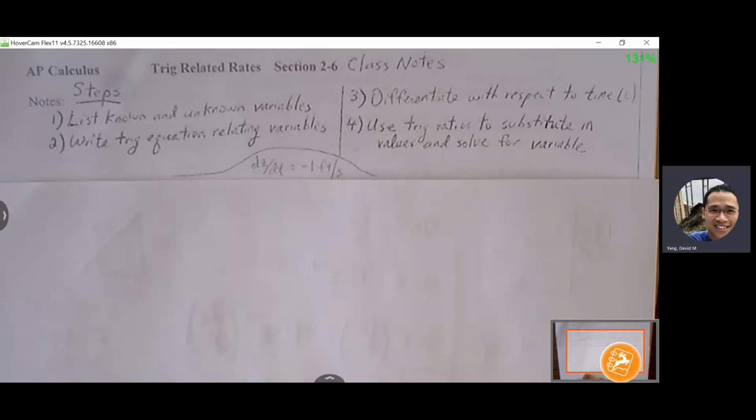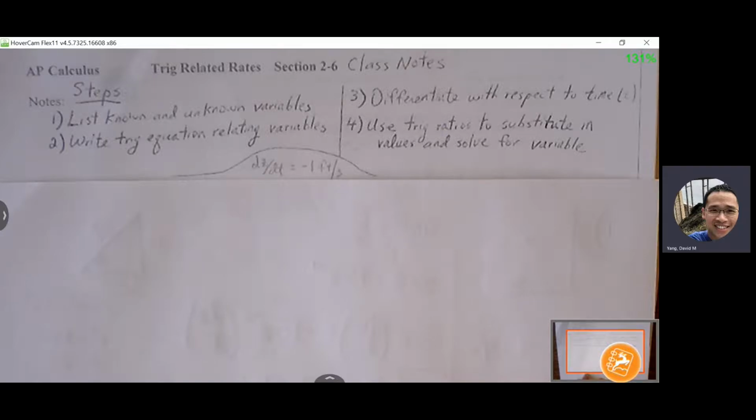So here are the steps for related rates. We've seen related rates before. We just now have to look at it from a trig perspective. We may do these in different orders, but these are the steps that we're all going to have to take care of. We have to list known and unknown variables. Rather, we're just gathering information from what is provided in the problem. We write our trig equation relating the variables together.